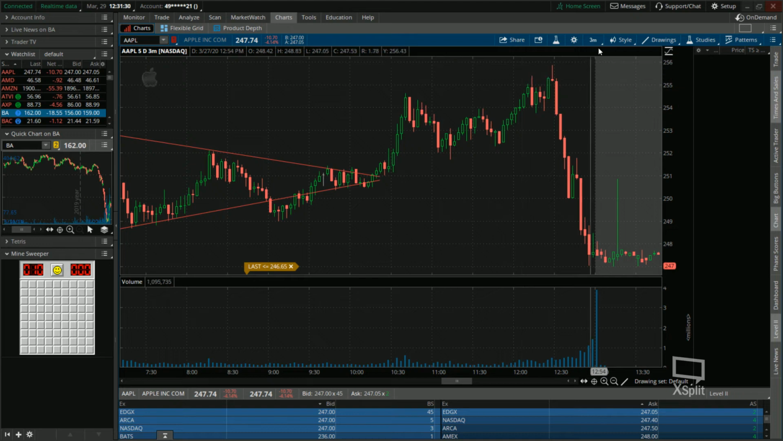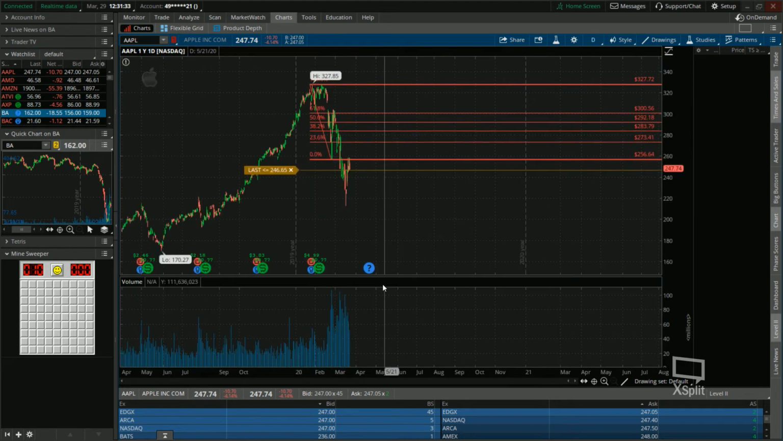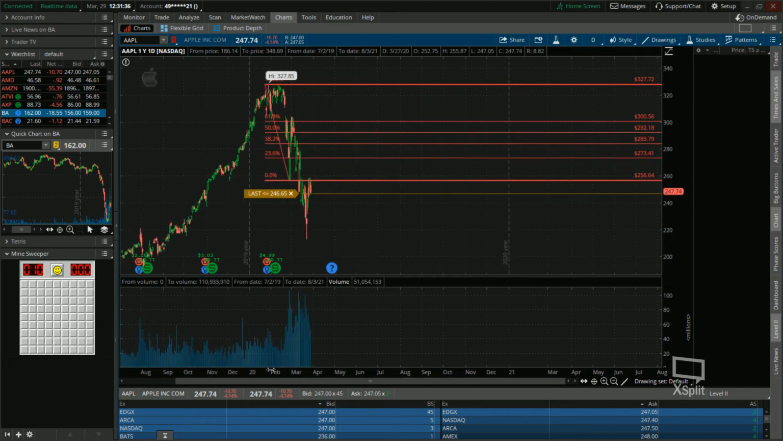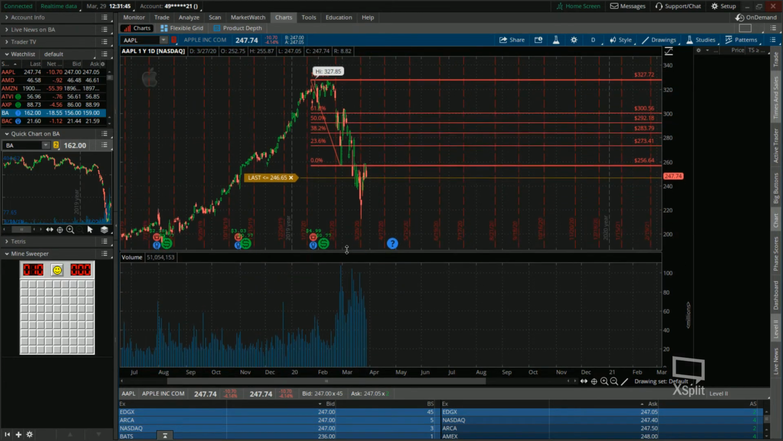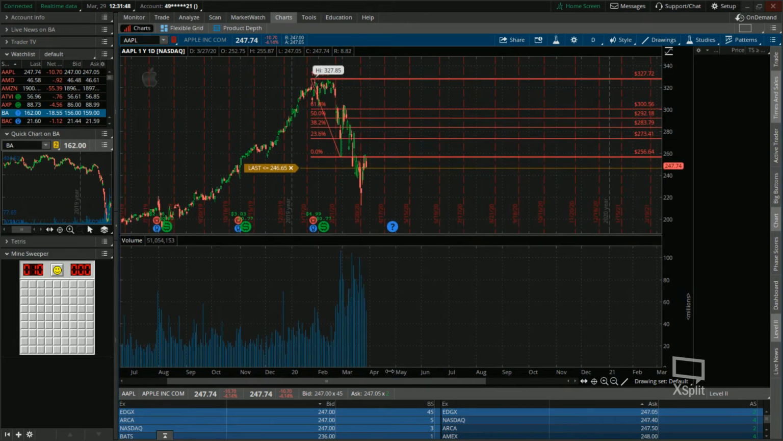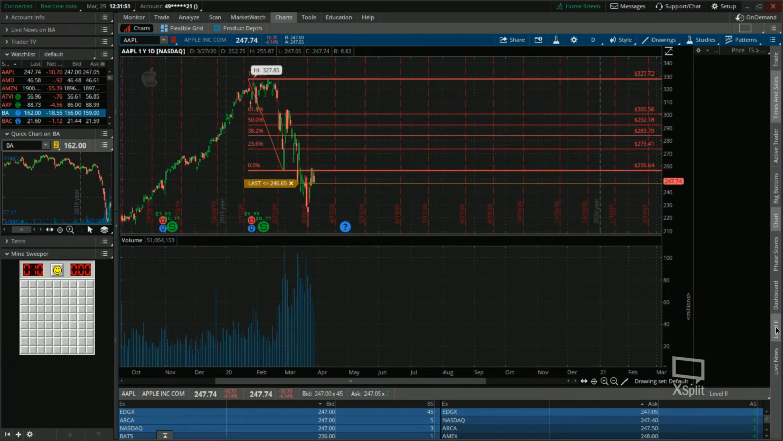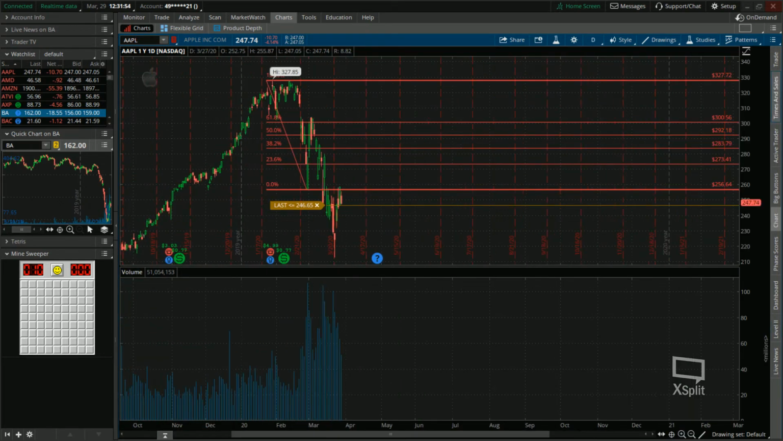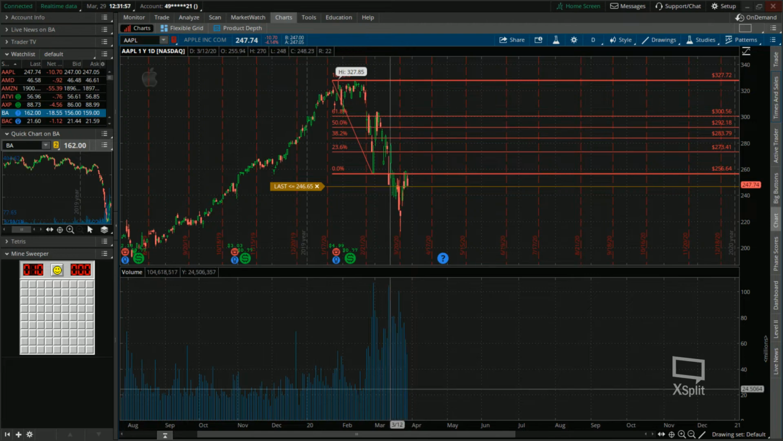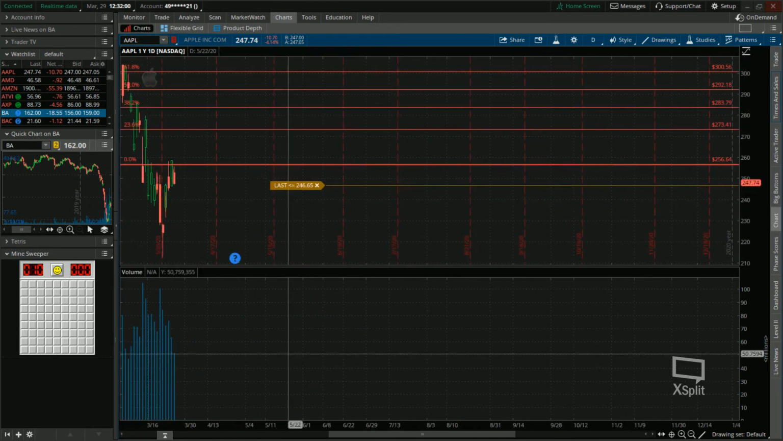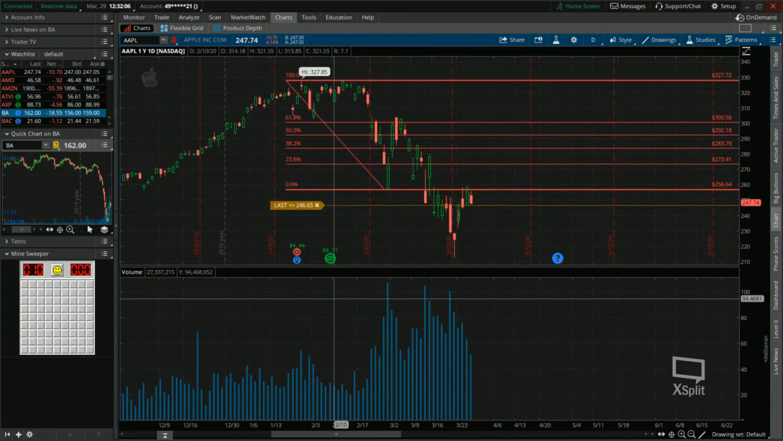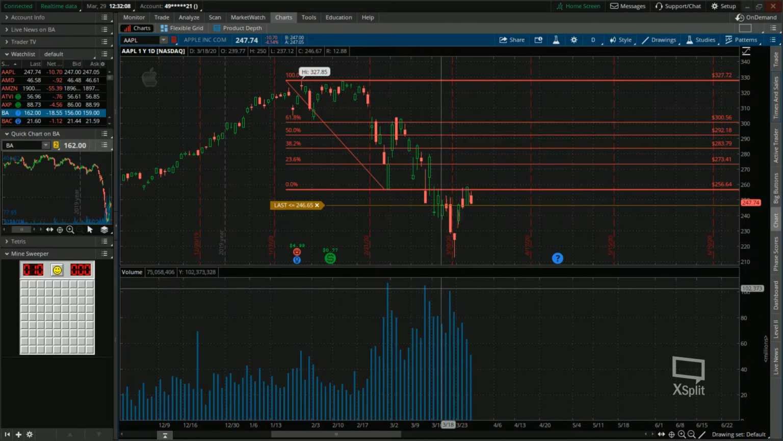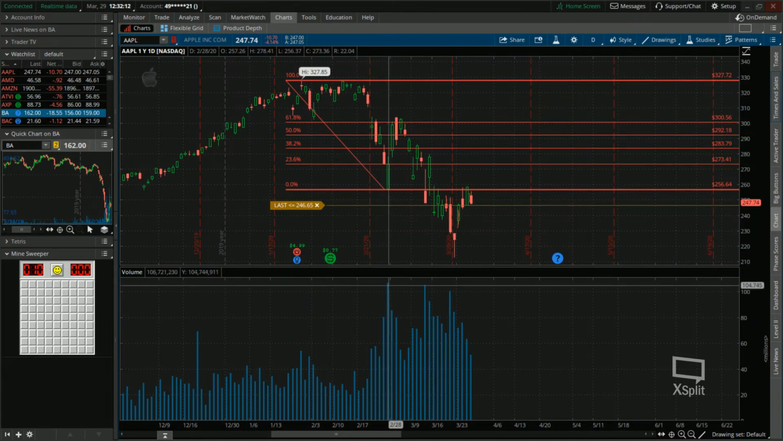Actually, I know a better way to look at it. Here we go. Let's make it bigger. I'll get rid of this stuff too, so we can just see a full chart. Stretch it out some. Awesome. There we go. So we use volume to determine how much flow is going through the market.